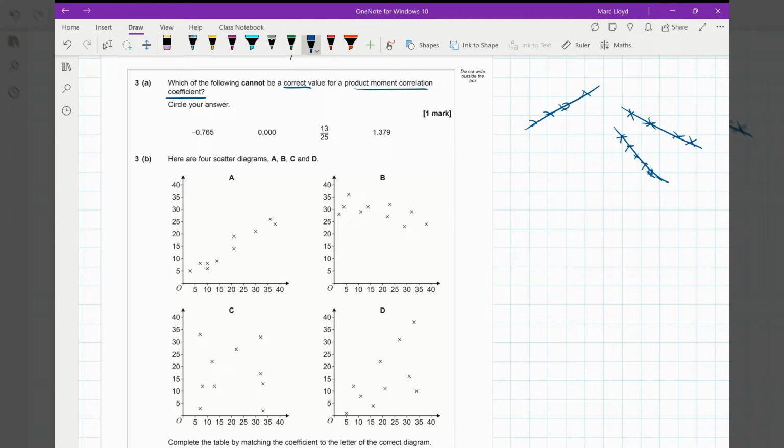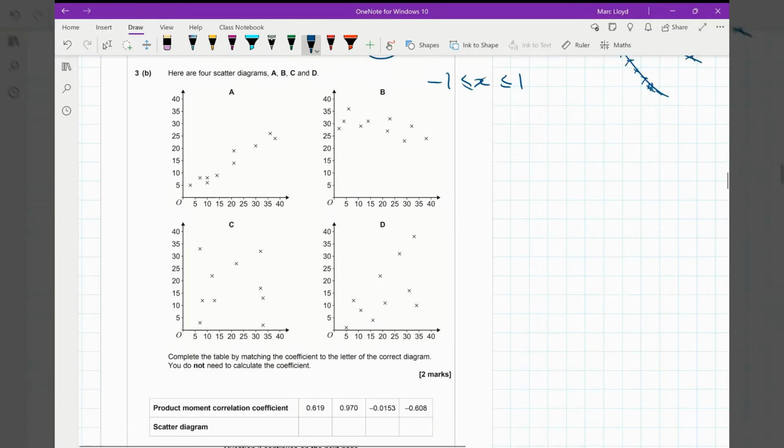So for part A, sorry, this value here is less than 1. So that one's okay. So it's this one here that is the one that stands out because it cannot be greater than 1. So it can be between -1 and 1.